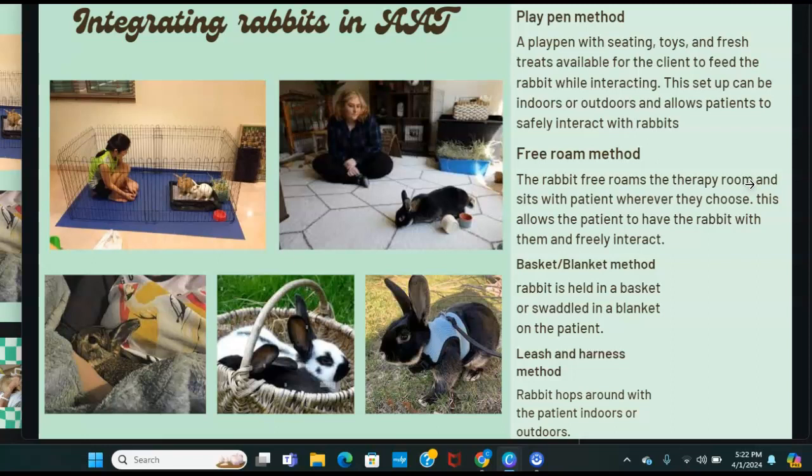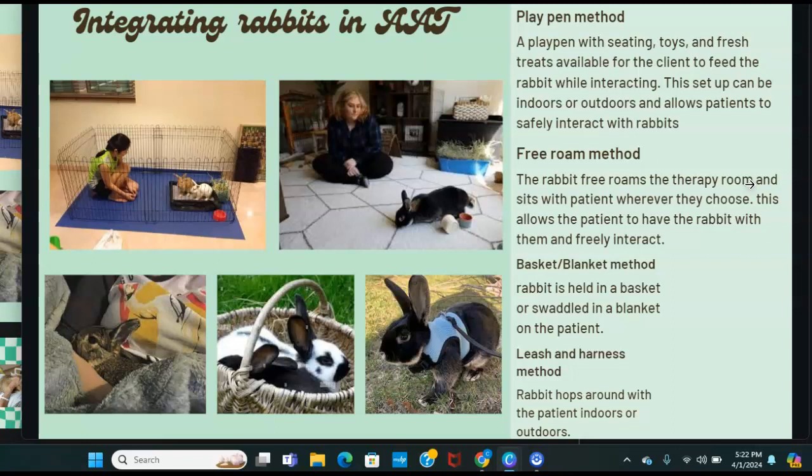Then we have the free roam method. This is when the rabbit free roams in the therapy room or wherever the interaction is taking place, and it sits with the patient wherever they choose. Maybe they're sitting on a couch with the rabbit, maybe they're on the floor, maybe they're in a chair, etc. And this allows the patient to have the rabbit with them and freely interact. It adds more freedom, less boundaries, more variety of where you can interact with the rabbits.